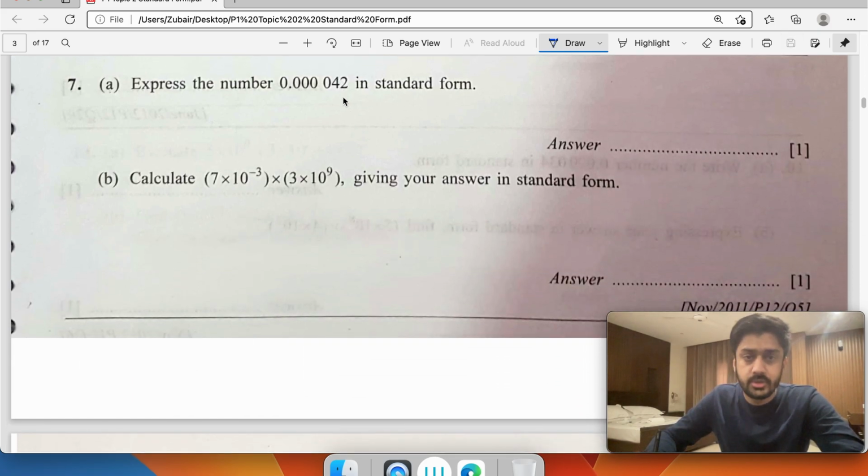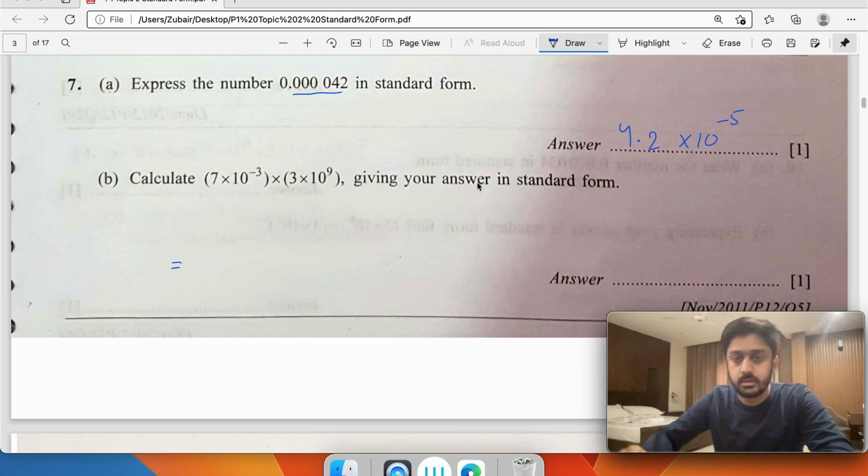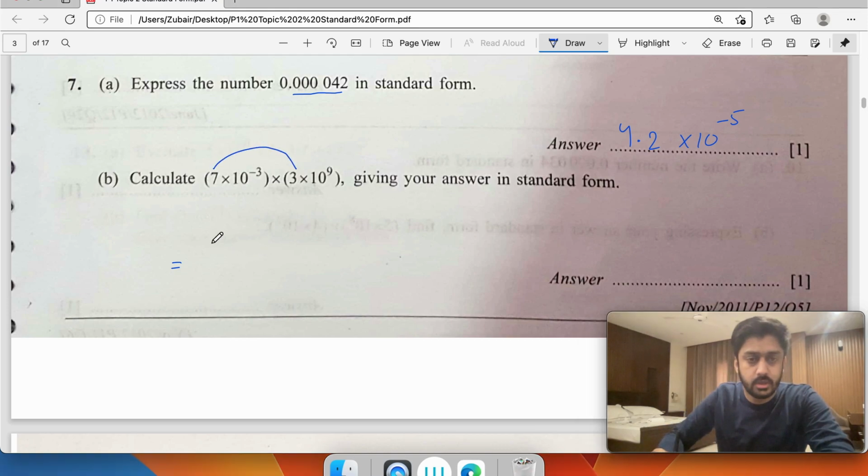Express this number in standard form. This is 4.2, 1 2 3 4 5, 10 raised to the power minus 5. B part. 7 3 times is 21. Bases same, powers add. 2.1 into 10 raised to power 7.